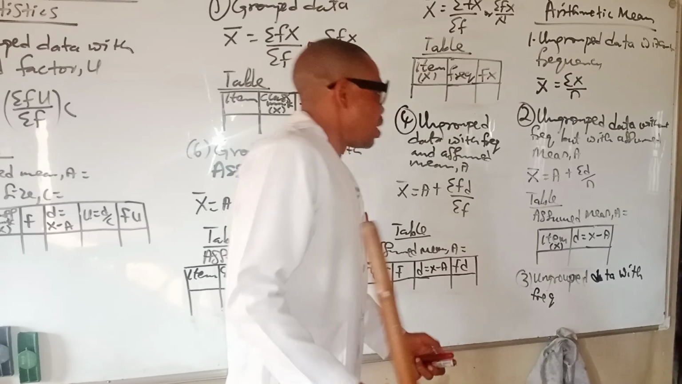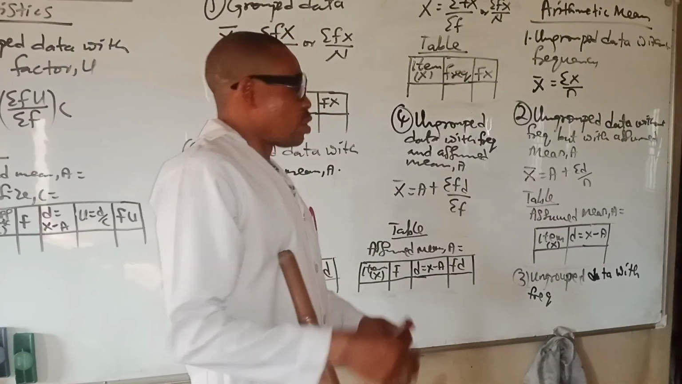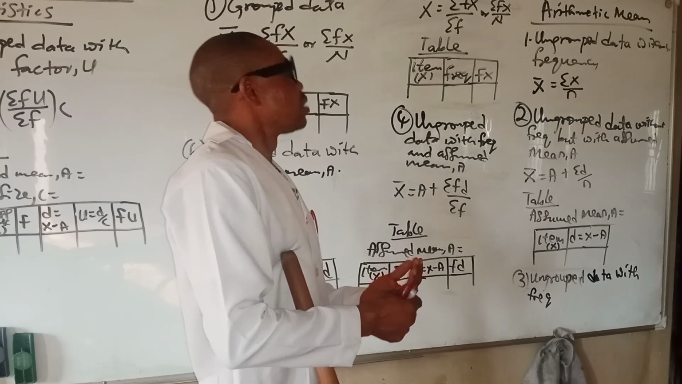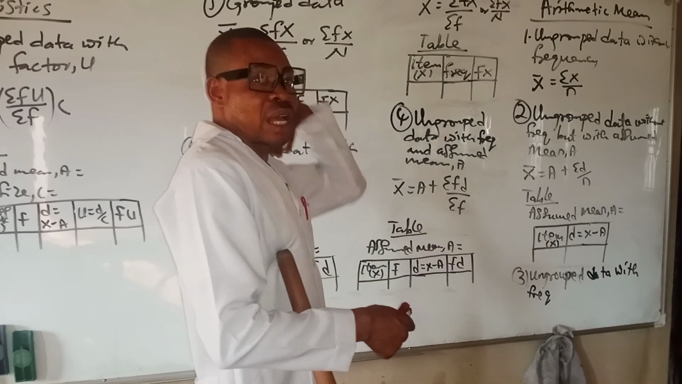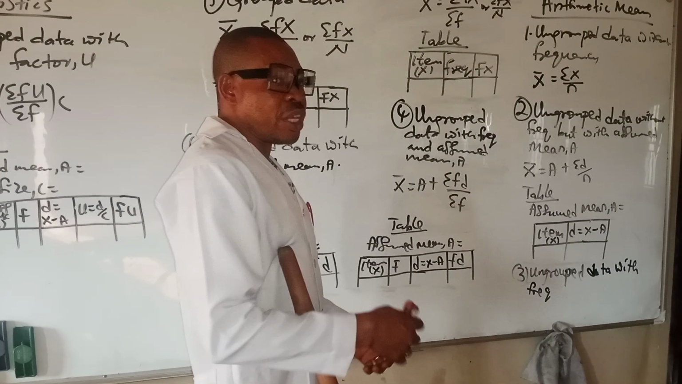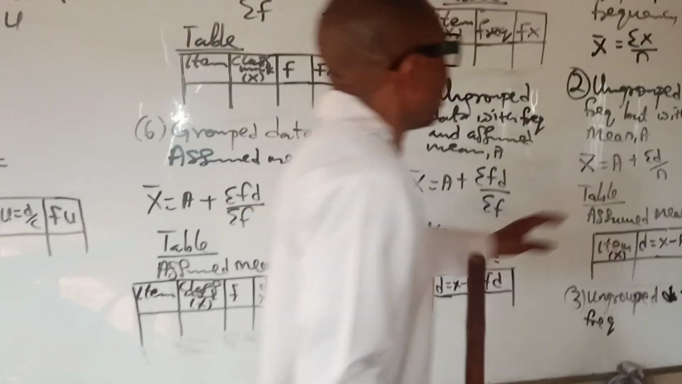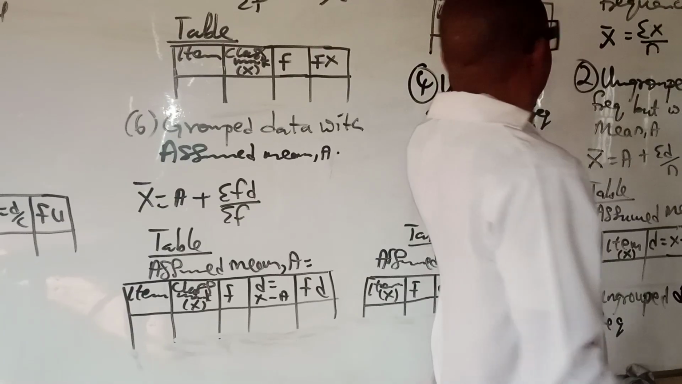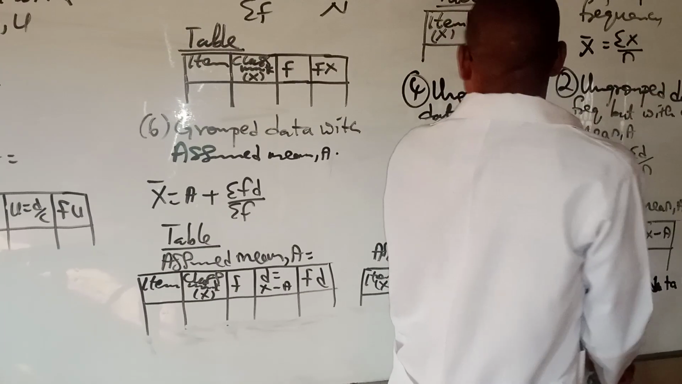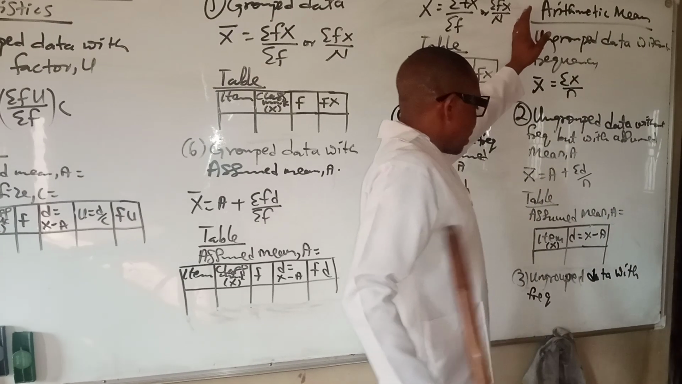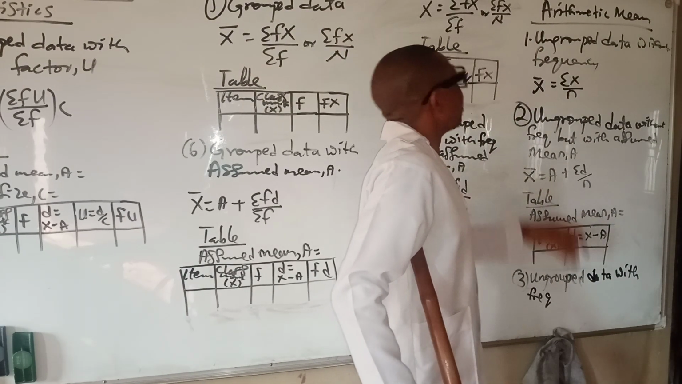Okay, in today's class, we're going to talk about arithmetic mean and the formula used in calculating arithmetic mean. We have up to 7 formulas used in calculating arithmetic mean, as listed on the board.